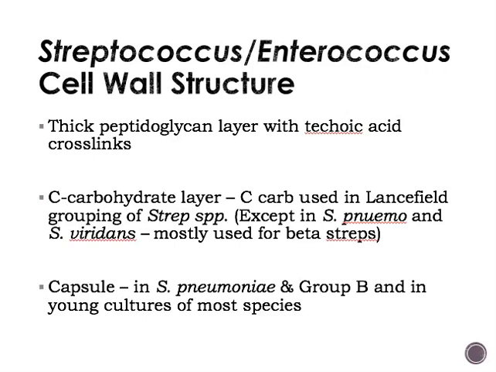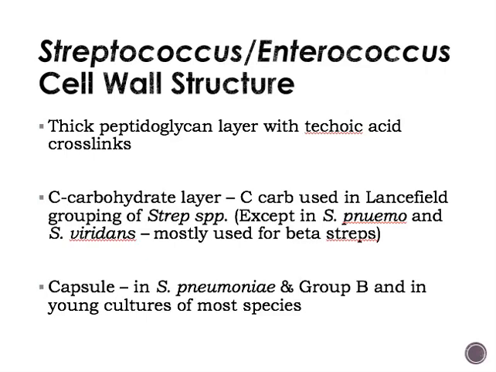Okay, talking about the cell wall structure, so they have a very thick peptidoglycan layer with teichoic acid crosslinks, and that's because it's a gram-positive organism. If you remember back to Unit 1, the gram stain, the entire purpose of it is to help us classify organisms based on their cell wall characteristics, and those gram-positive organisms have cell walls that are made up of a peptidoglycan layer with teichoic acid crosslinks.